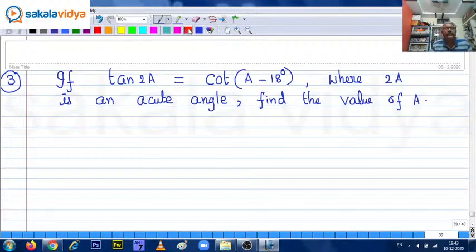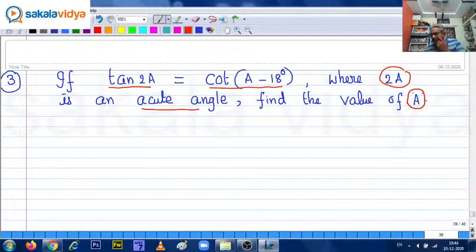Let me read the question once again. Tan of 2a equals cot of a minus 18 degrees. 2a is acute, obviously a is also an acute angle. We need to find out a. That means we need to express tan in terms of cot. That can be done: tan a equals cot of (90 degrees minus a). This is a formula, cot 90 minus a is tan a. That means instead of tan 2a, we can write cot of (90 minus 2a). Comparing the angles on both sides, we shall get the value of a by solving. Okay, let us solve it now.